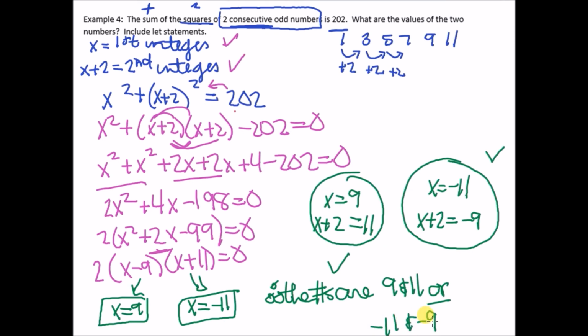Because both of those sets are consecutive odd numbers, and if you take the squares of them, it does equal 202, both of them. So there's two answers for that one, and you have to include both.